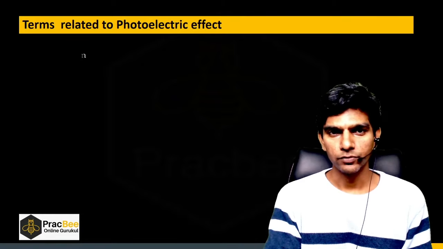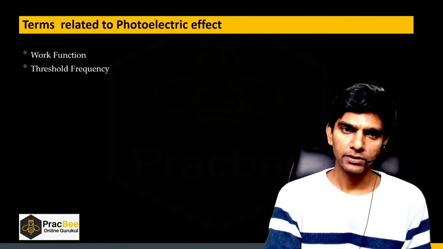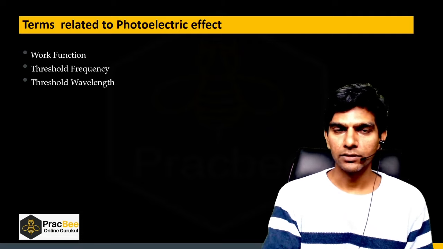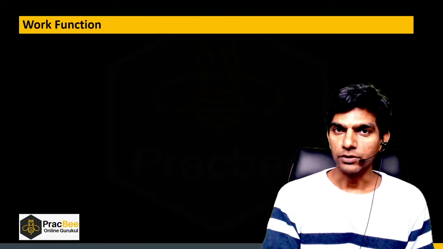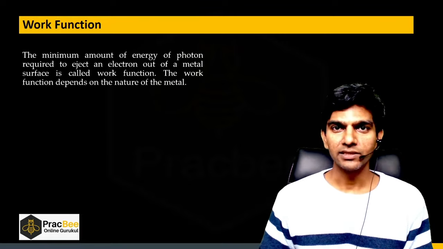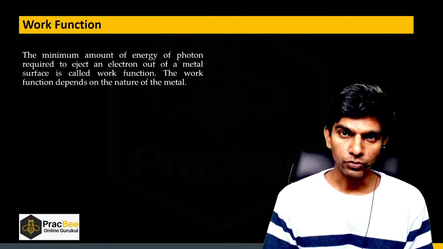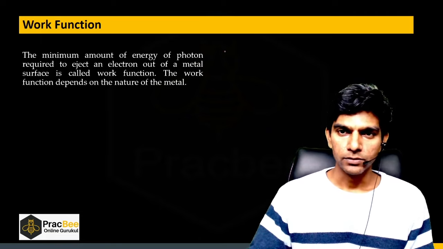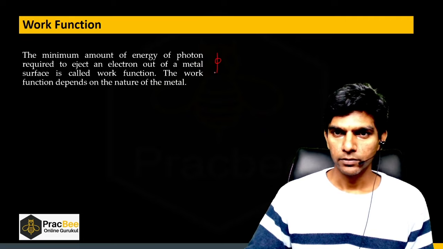Now let us see the terms related to the photoelectric effect. First we'll see the work function, then the threshold frequency, and then the threshold wavelength. Let us study these terms one by one. Work function is the minimum energy required to remove the most loosely bound electron from the metal surface. It is denoted with phi.